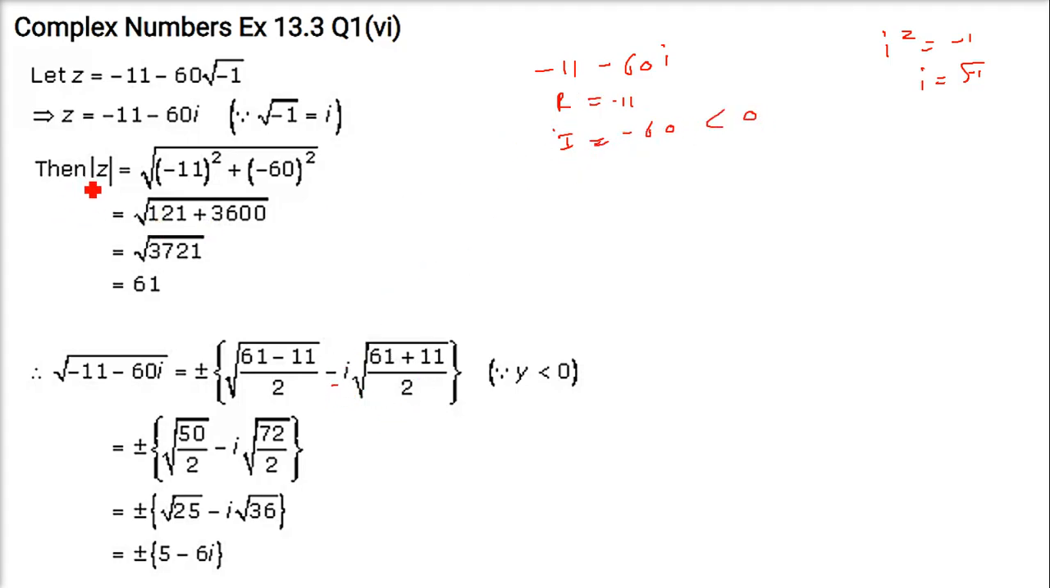For that we have to use this mod z, minus 11 square plus minus 60 whole square. You get 61 after finding the under root. And then use this plus minus. This is mod z minus real part, mod z plus real part, and just simplify it.